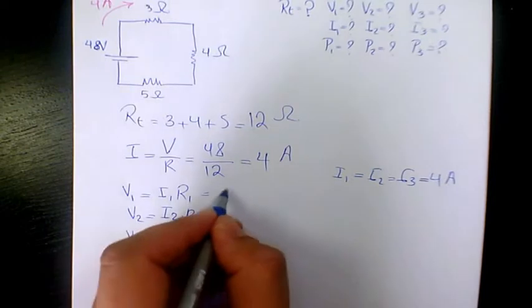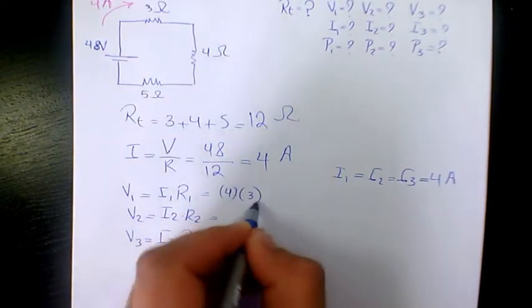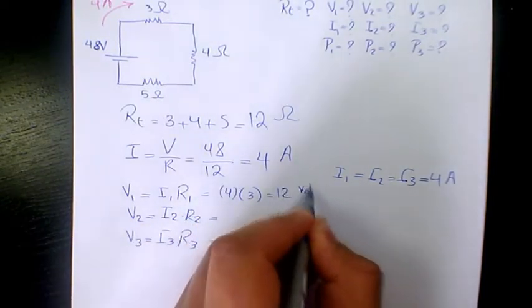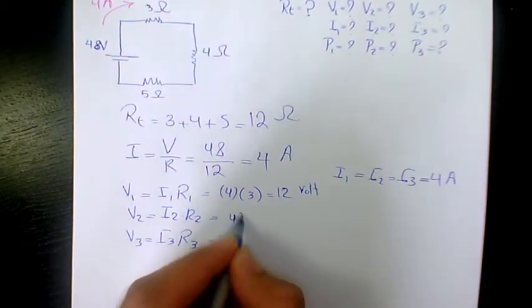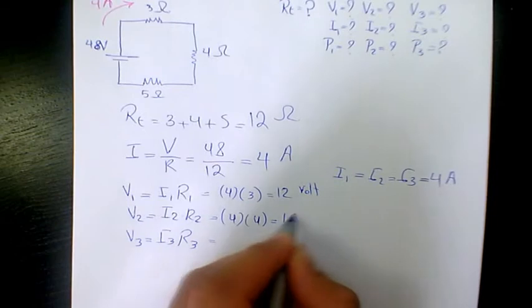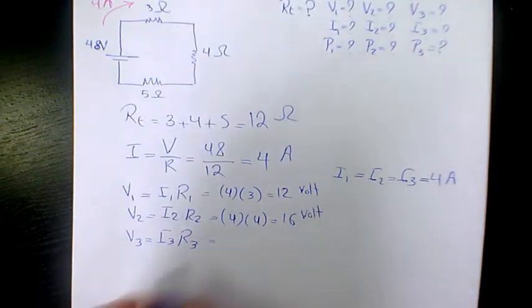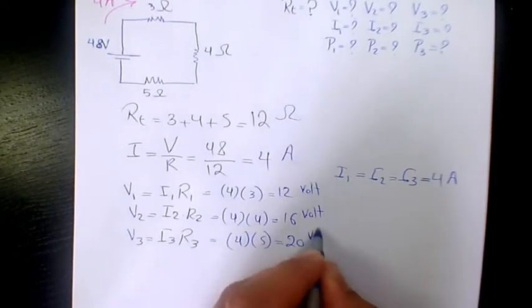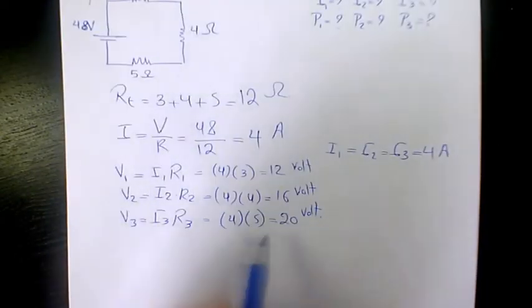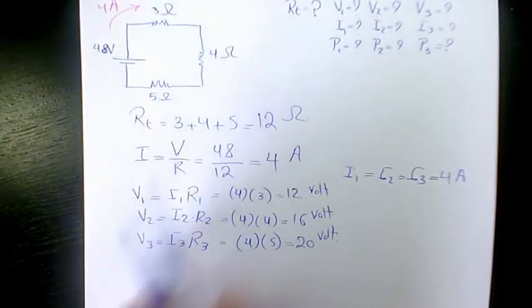So here we have 4 times 3, that's 12 volts. Here we have 4 times 4, that's 16 volt. That's 4 times 5, which is going to be 20 volt. So if you just check it, when you add them, it's supposed to give you 48.